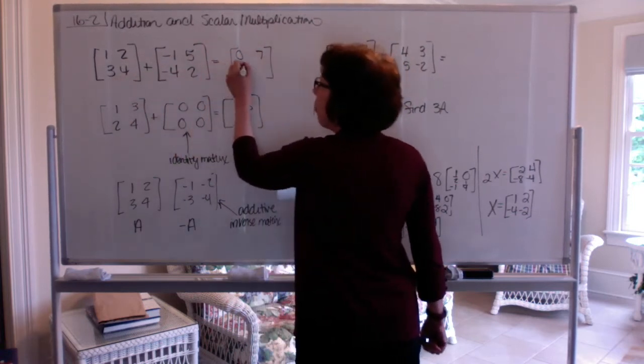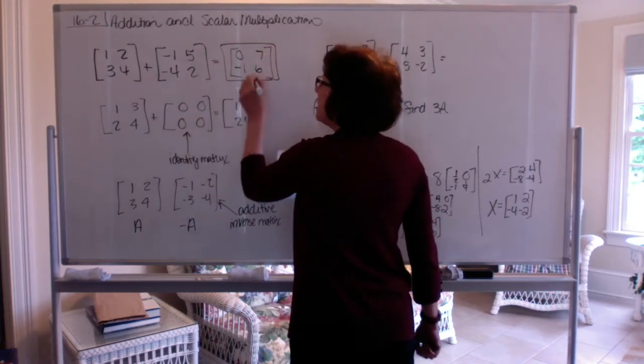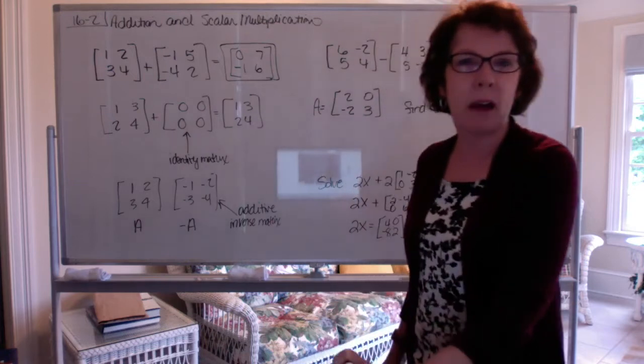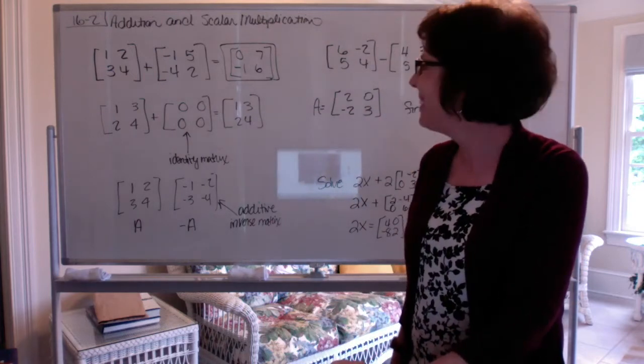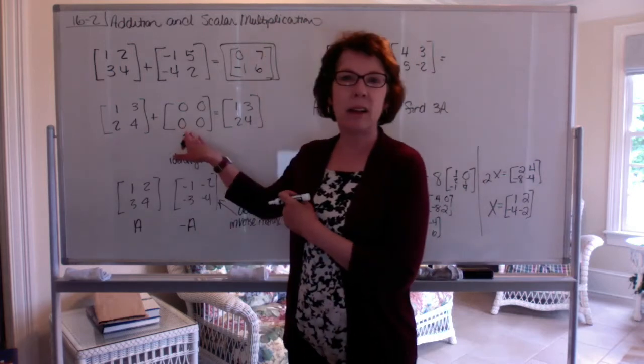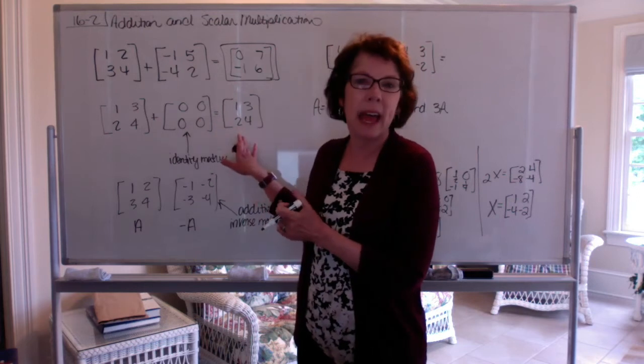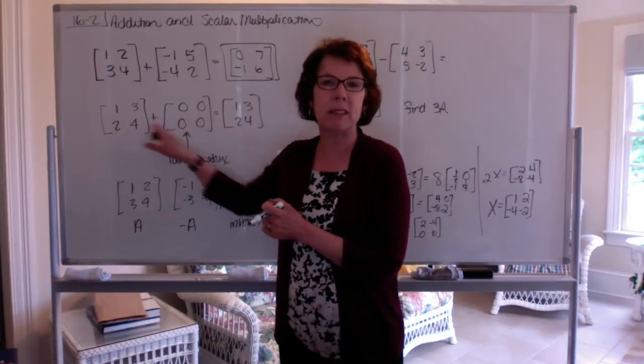3 and -4 are going to be added, and 4 and 2 are going to be added. And here is my matrix sum. Wow. Okay. Now, if I take a matrix and add a 0 matrix with the same dimensions, of course, I'm going to get this same matrix here because this is adding 0.